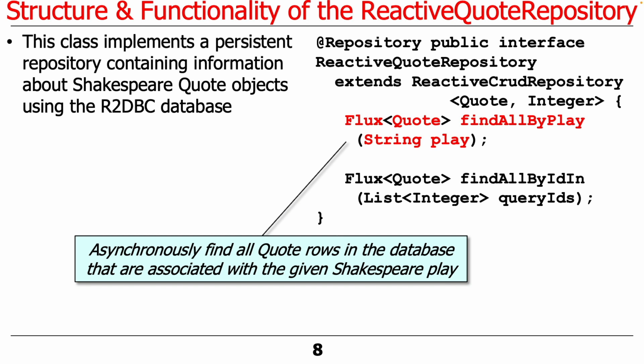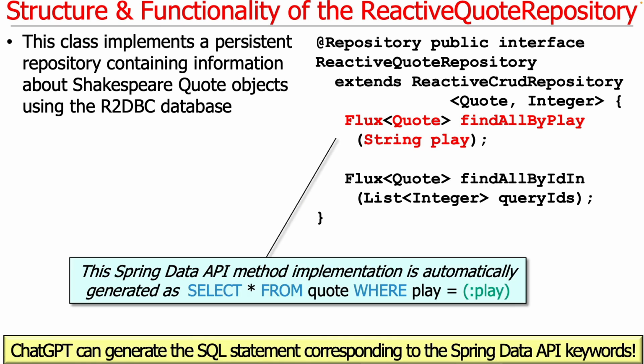First is called find all by play. And as it suggests with the name, you give it the name of a Shakespeare play, which is one of the columns in the database, and it'll give you back all the quotes in the database that come from that play. So if you ask for Hamlet or Macbeth or Julius Caesar or whatever, it'll give you back those quotes. This is what the actual SQL implementation looks like. The query, this is just the data API that gives you the nice higher level abstraction, and then it turns that into a select from the quote table where the play equals whatever we pass in as the parameter. And of course, I learned that because ChatGPT told me, so it was very helpful.